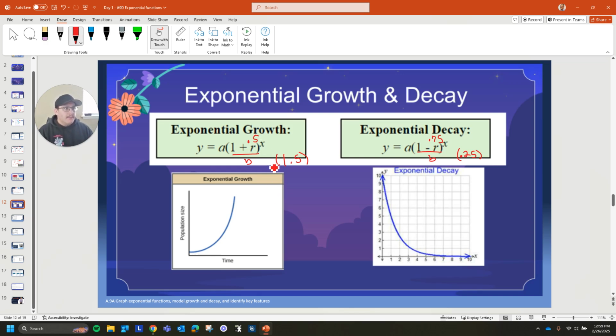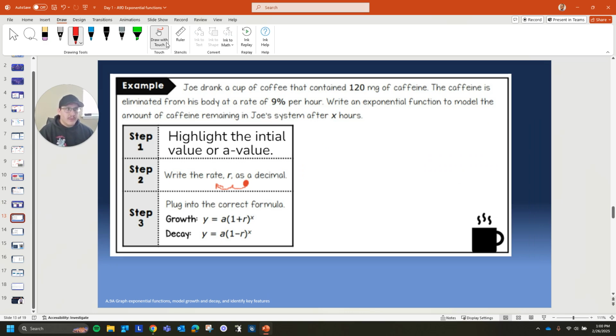Okay, and again, exponential growth means things are moving up. Exponential decay from left to right means things are going down. So let's look at an example to kind of familiarize ourselves with writing these formulas. So Joe, in this example, Joe drank a cup of coffee that contained 120 milligrams of caffeine. The caffeine is eliminated from the body at a rate of 9% per hour. We want to write an exponential function to model the amount of caffeine remaining in Joe's system after X hours.